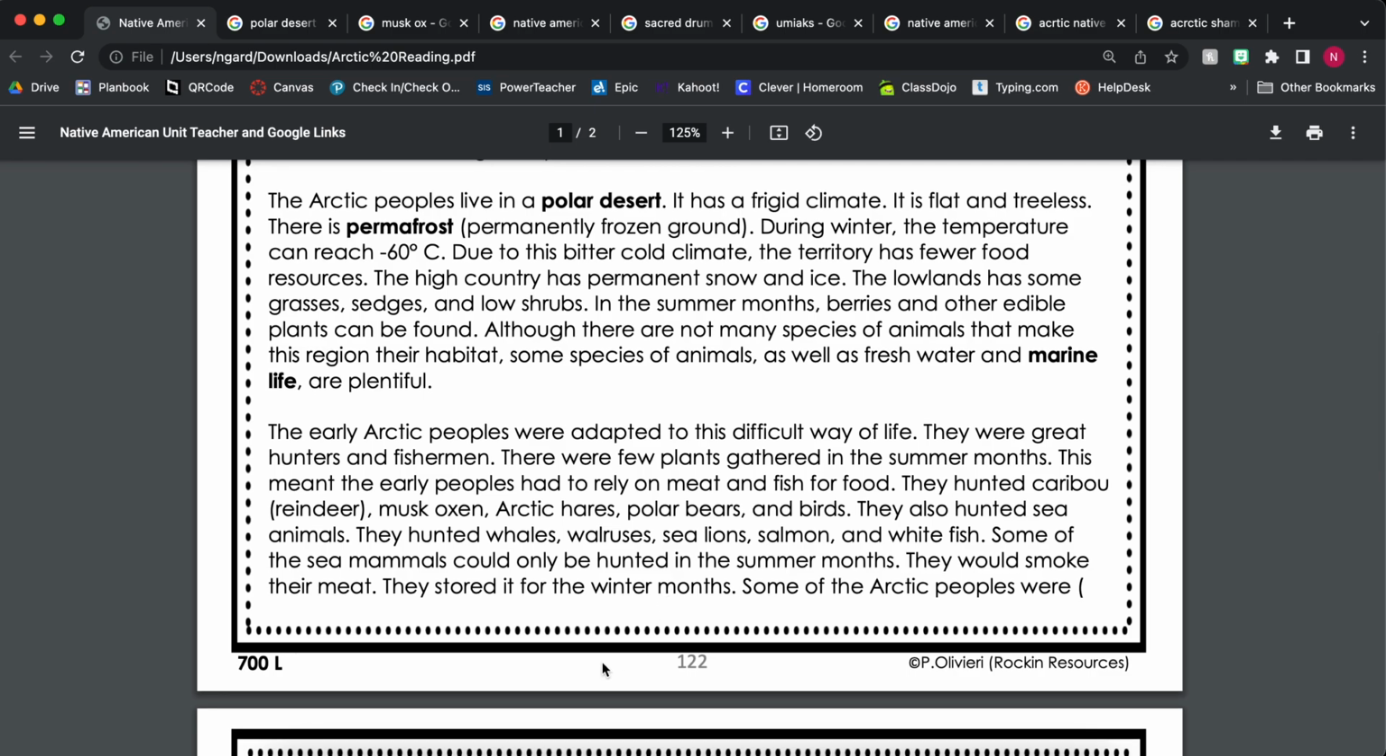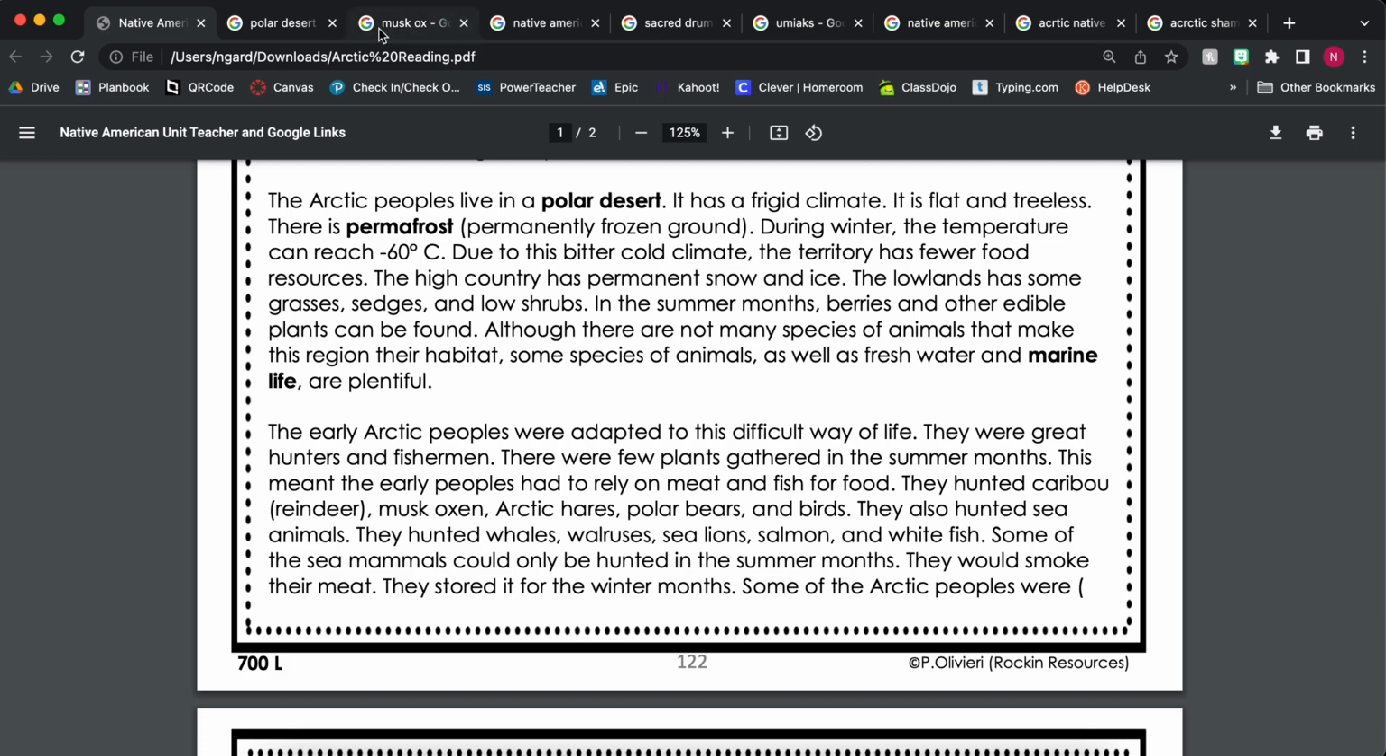The early Arctic peoples adapted to this difficult way of life, meaning that they changed their habits and their lifestyle to be able to live in this area. They were really good hunters and fishermen. There were a few plants that they gathered in the summer months, like we talked about with the berries, right? And this meant early people had to really just rely on meat and fish for food. They hunted caribou. Caribou is very similar to a reindeer.